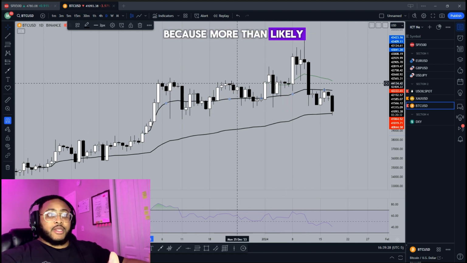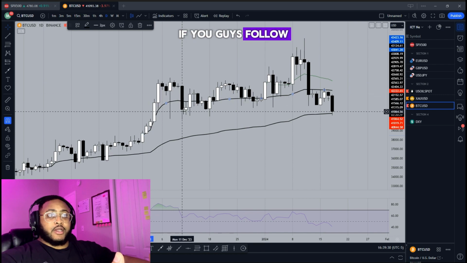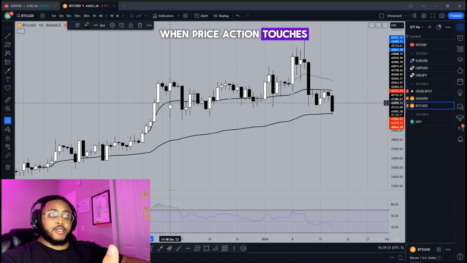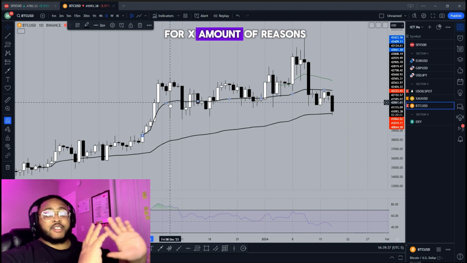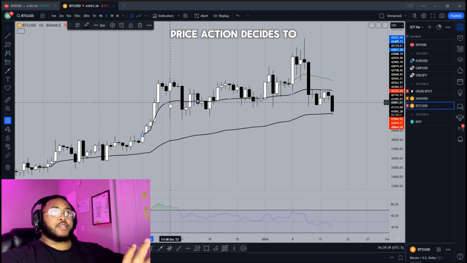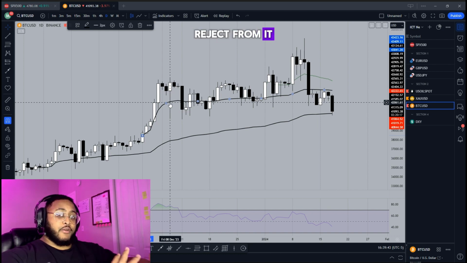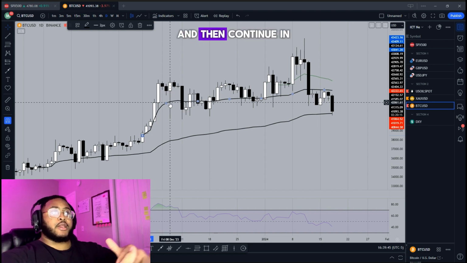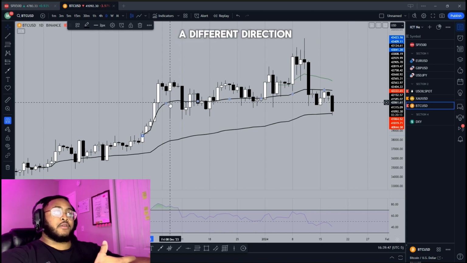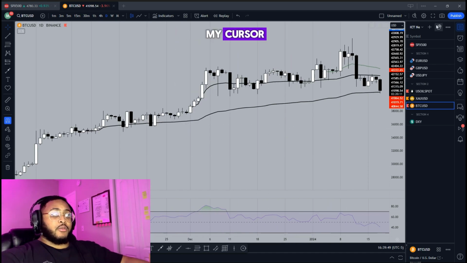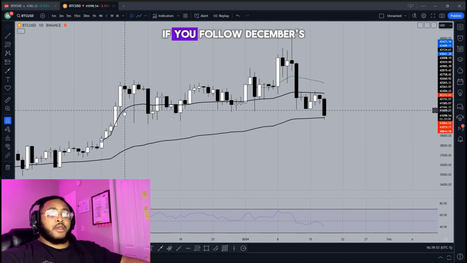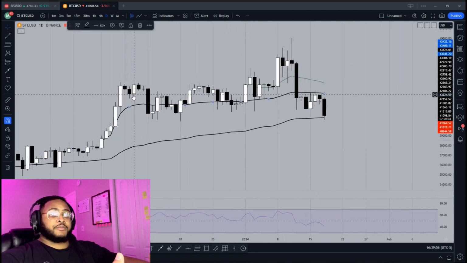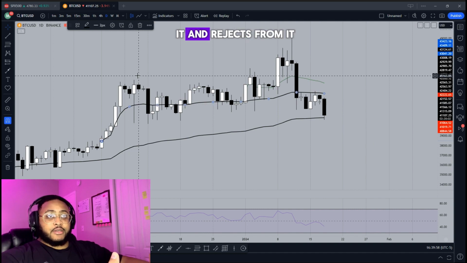Because more than likely, if you guys follow my cursor right here, when price action touches this anchor VWAP, for X amount of reasons, price action decides to either reject from it, push from it, or break it and then continue in a different direction. So if you follow my cursor, I'm gonna minimize this, still on Bitcoin. If you follow December's anchor VWAP, price action basically hits it and rejects from it.